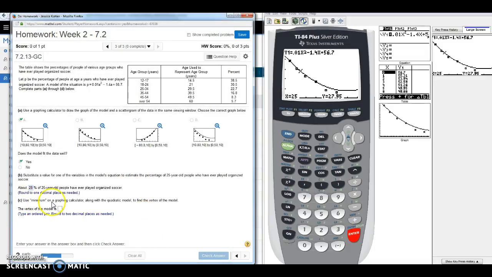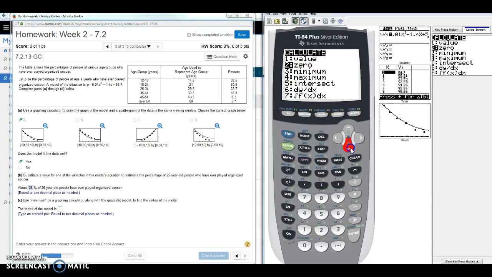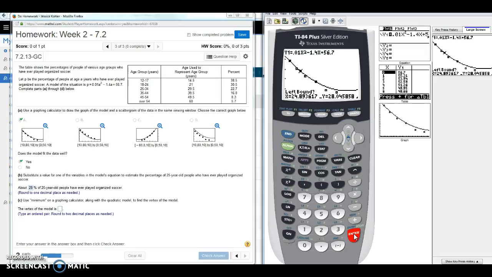And it says use minimum on a graphing calculator to find the vertex of the model. So we will again hit second calc, and I see that the third one down is minimum. I'm going to hit enter. And I need a left bound on my curve, which is to the left of the minimum value. So we'll hit enter. And then need a right bound. And so my minimum value should be over here.